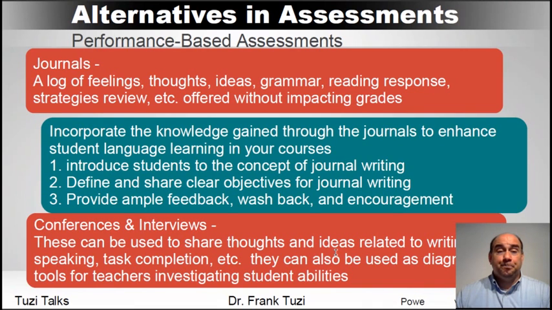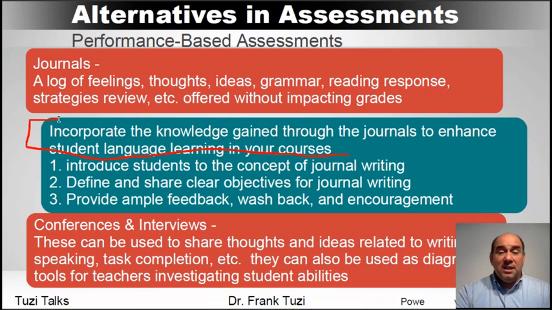Some other types of performance-based assessments are things like journals. Journals can provide some other types of description and also an assessment of their abilities. In a journal, they can write down their feelings, their thoughts, ideas about their grammar, about whatever that they're doing, and it's not going to be something that's going to necessarily impact their grades. I can use it as an assessment, however. I can also incorporate the knowledge gained through a journal to enhance student learning. This is one of the great benefits that I think that's involved.